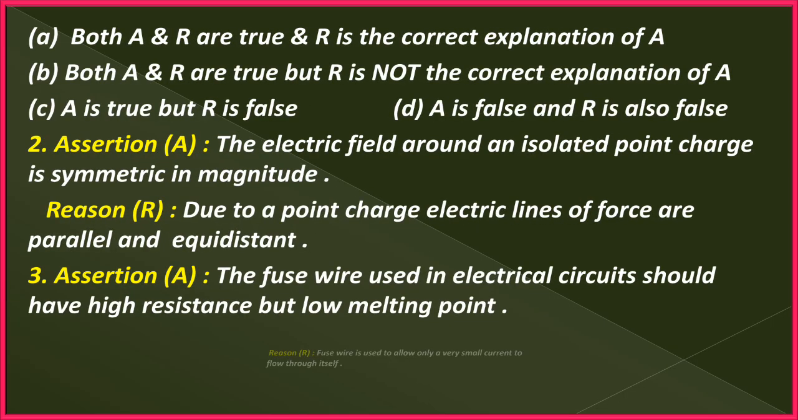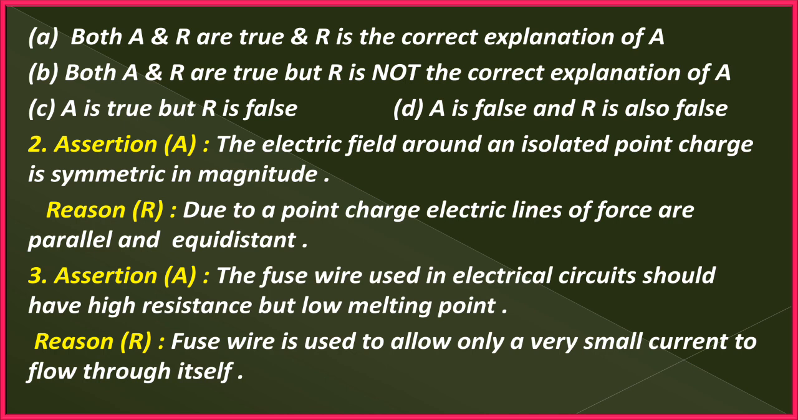Now question number 2. Assertion: the electric field around an isolated point charge is symmetric in magnitude, and the reason is due to a point charge, electric lines of force are parallel and equidistant. Now we have to find the correct answer. So here it is option C. A is true but R is false. Means assertion is right and reason is false.